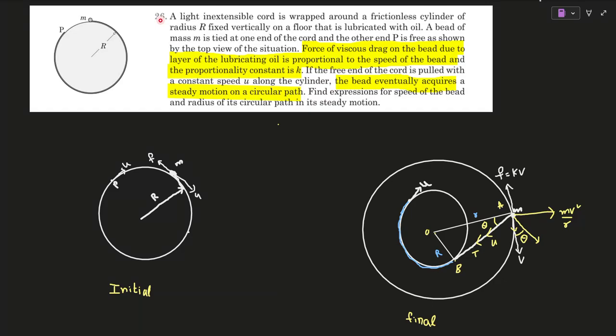Hi guys, welcome back. In this video, we are looking at this problem from Pathfinder, Newton's Laws of Motion chapter, CYU 26, and let's begin.